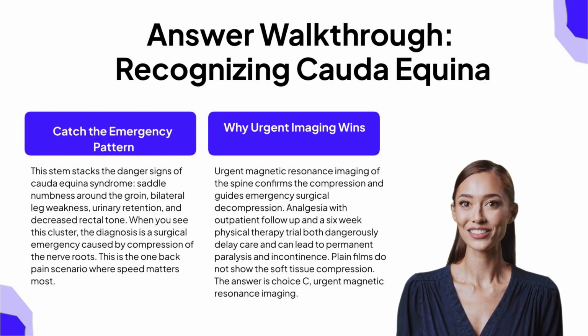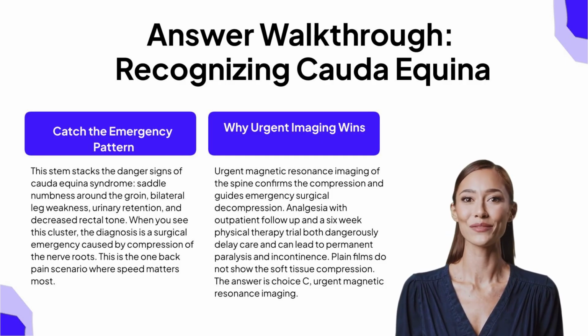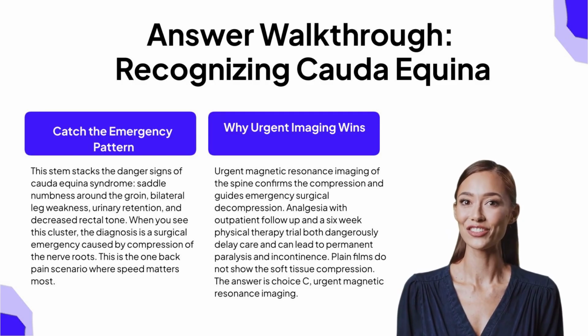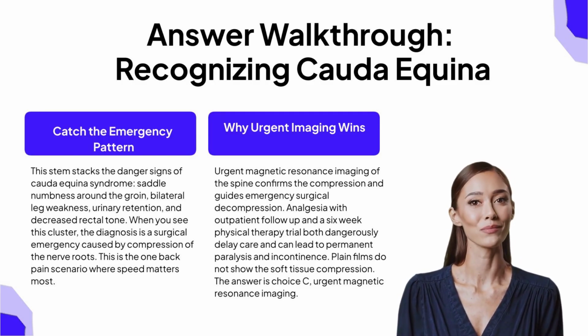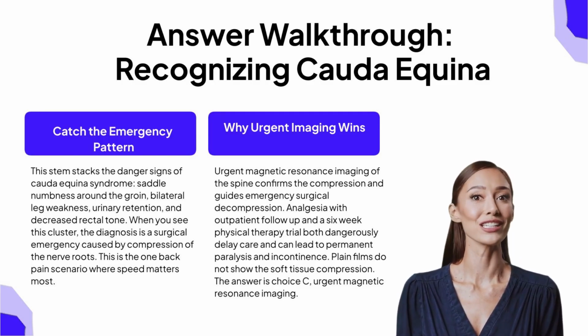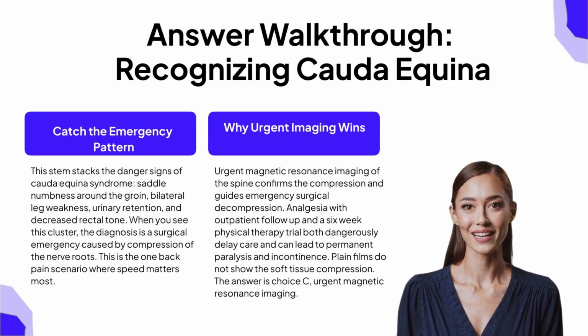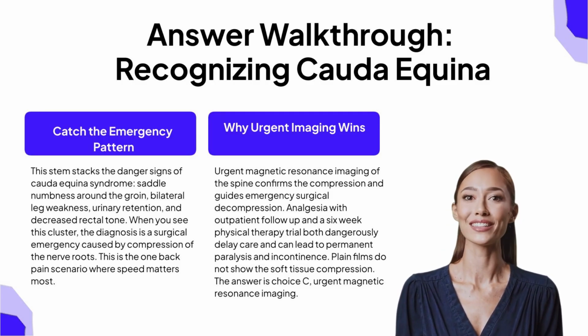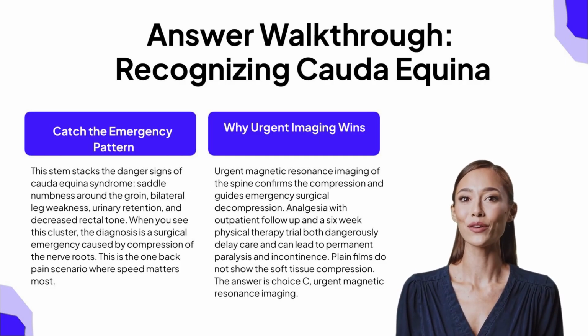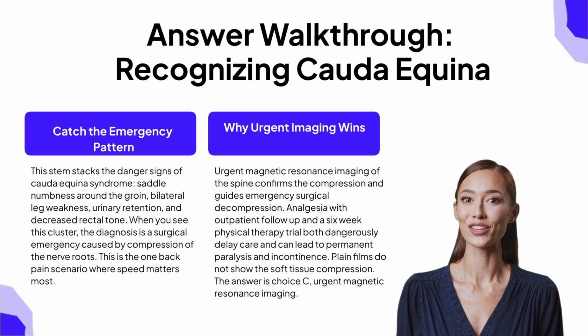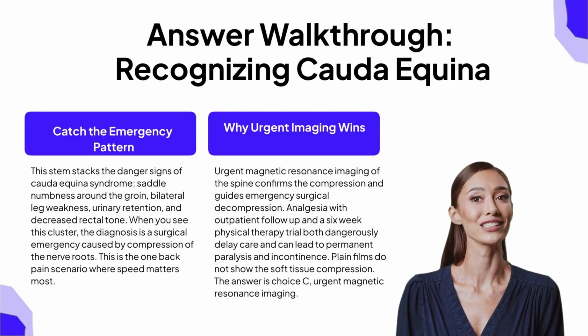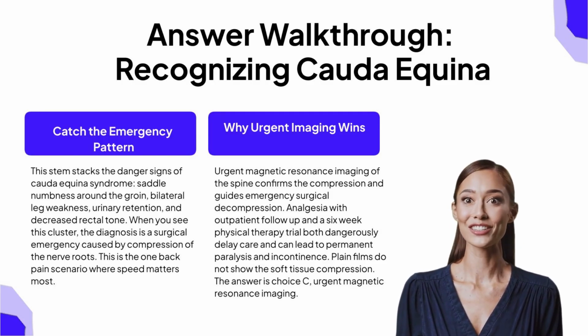Second, understand why urgent imaging wins. The correct next step is urgent magnetic resonance imaging of the spine to confirm the compression, followed by emergency surgical decompression. Prescribing analgesia with outpatient follow-up and sending the patient for a 6-week physical therapy trial both dangerously delay care and risk permanent paralysis and incontinence. Plain films will not show the soft tissue compression. The correct answer is choice C, urgent magnetic resonance imaging.